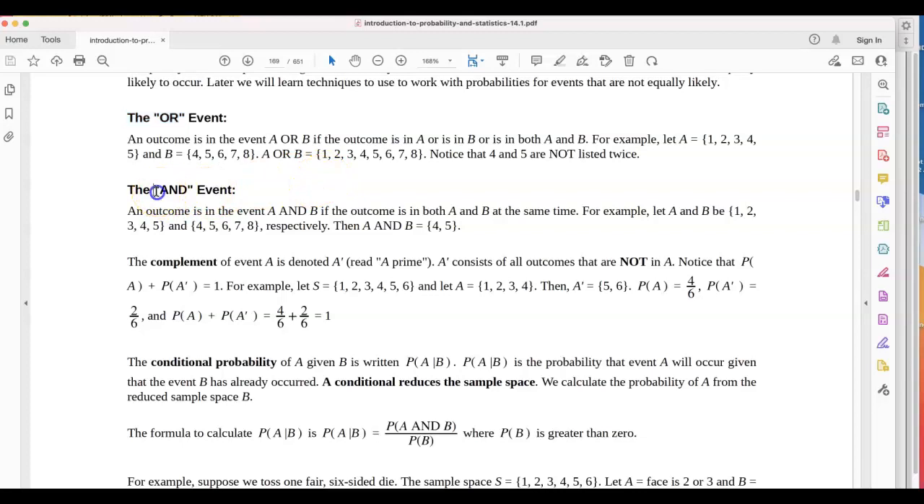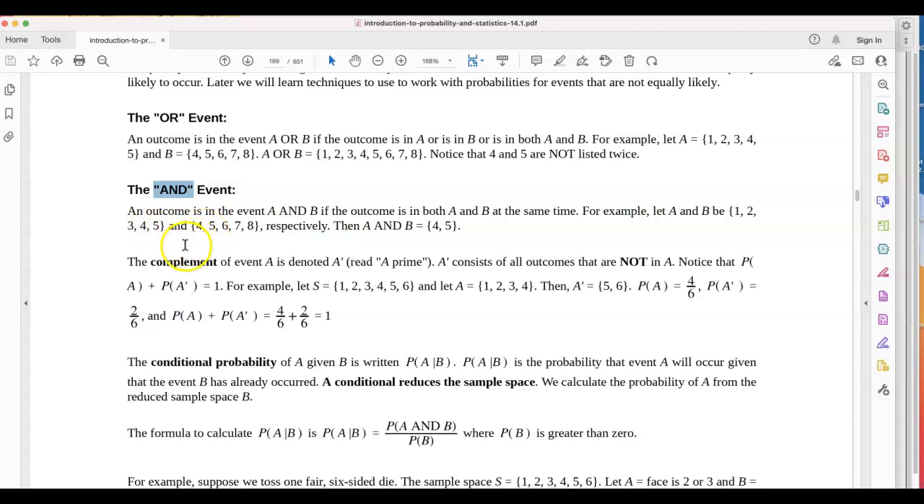If we say and in between the two events, that means we're looking for overlap. That means something that's in A and in B. So in this case, if A is 1, 2, 3, 4, 5 and B is 4, 5, 6, 7, 8, then A and B would just be 4 and 5 because that's the overlapping portion.